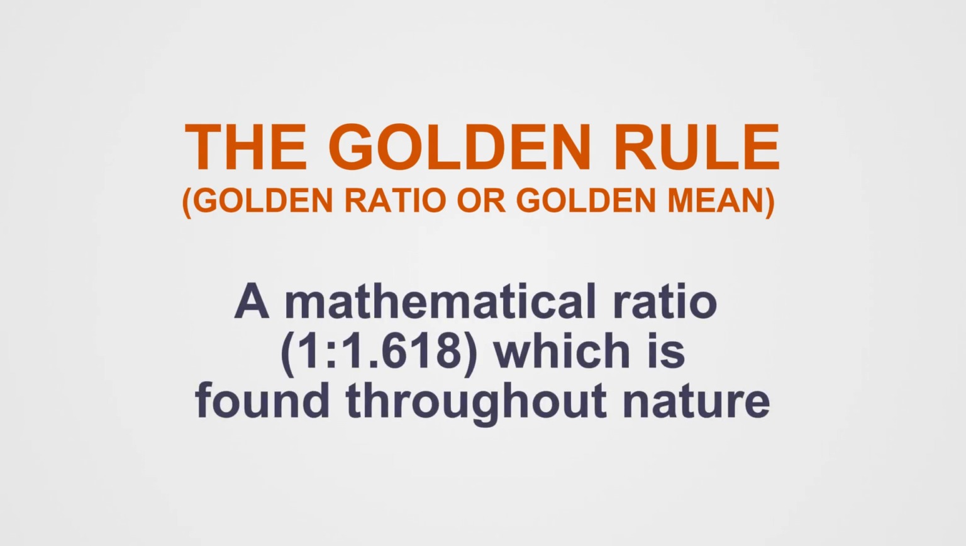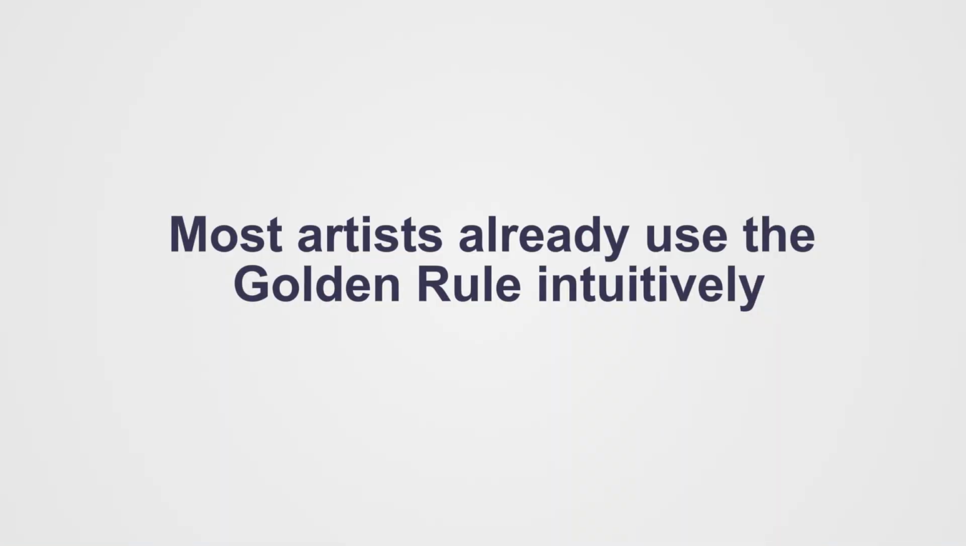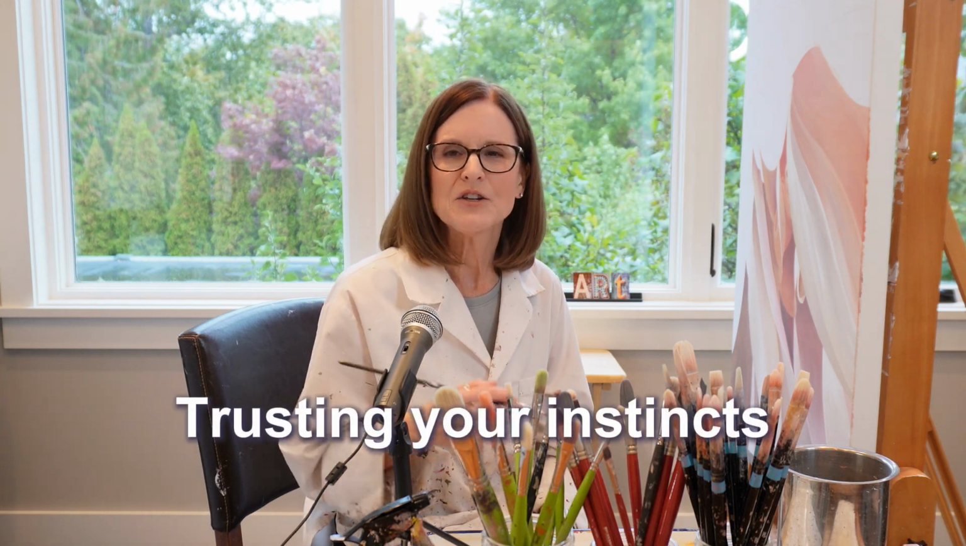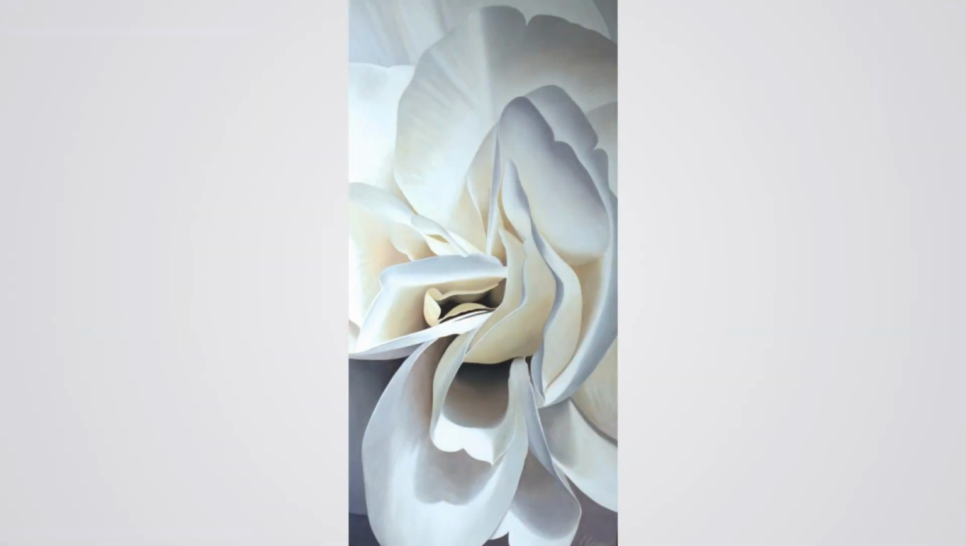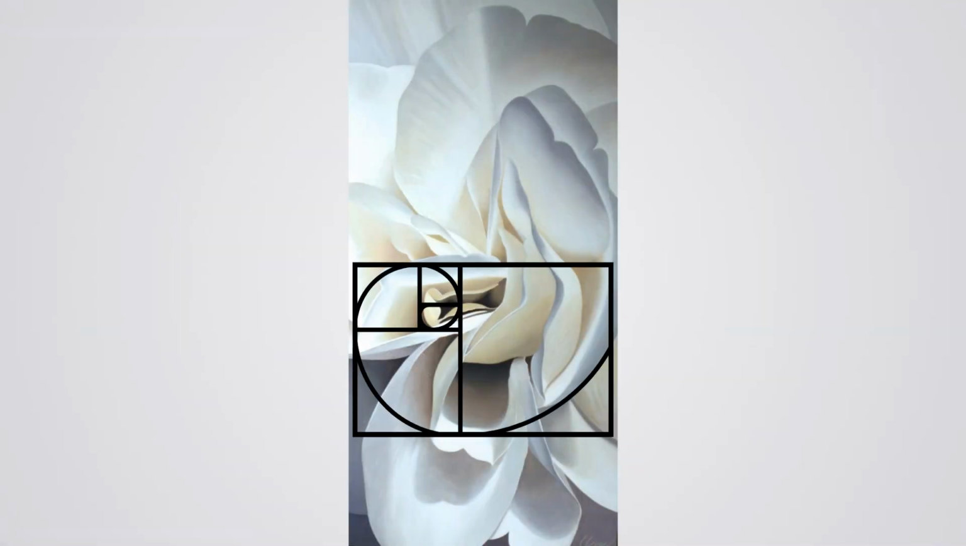This one is a mathematical ratio, 1 to 1.618, which is found throughout nature. Artists and architects have used it for centuries to create visually harmonious designs. But here's my take. Unless you love math, don't overthink it. Because this ratio appears everywhere in nature, most artists already use it intuitively. To me, this one is more about trusting your instincts. If your composition feels balanced and natural, you're probably already applying it without realizing it. In fact, just for fun, I randomly pulled out one of my own paintings inspired by nature, and there it was, the golden ratio. So, enough said about that one.